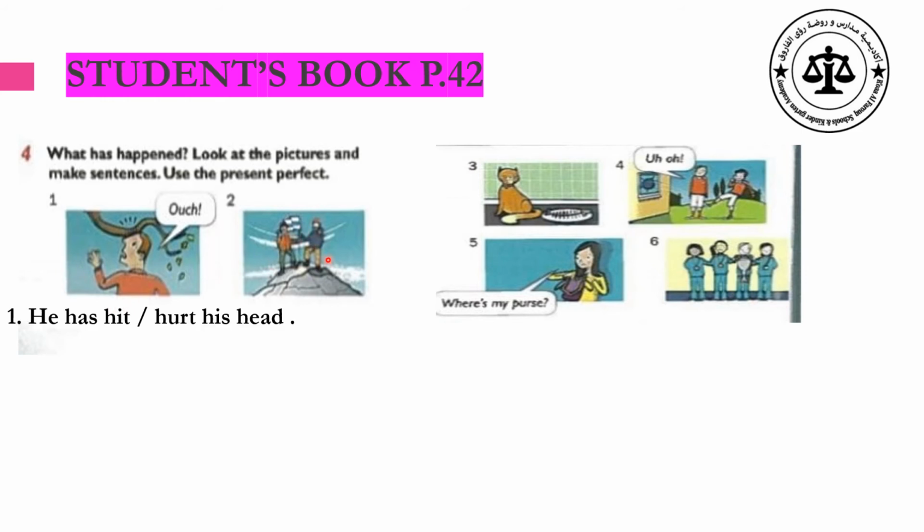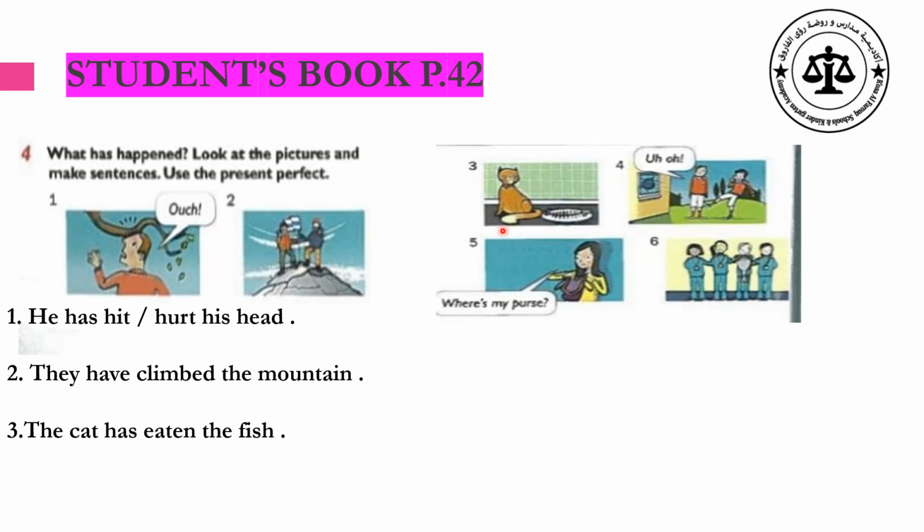Number 2, we have 2 boys here. Yes, we can say they have climbed the mountain or they have reached the top of the mountain. What about number 3? Cat and fish. Bravo! The cat has eaten the fish.